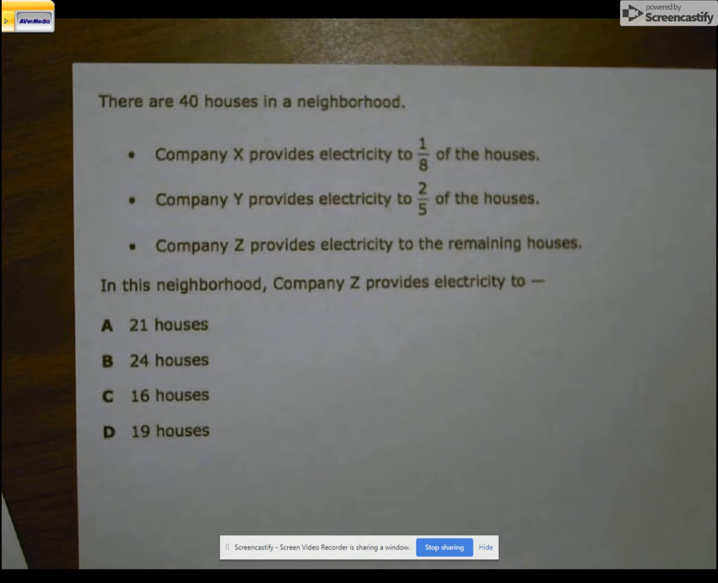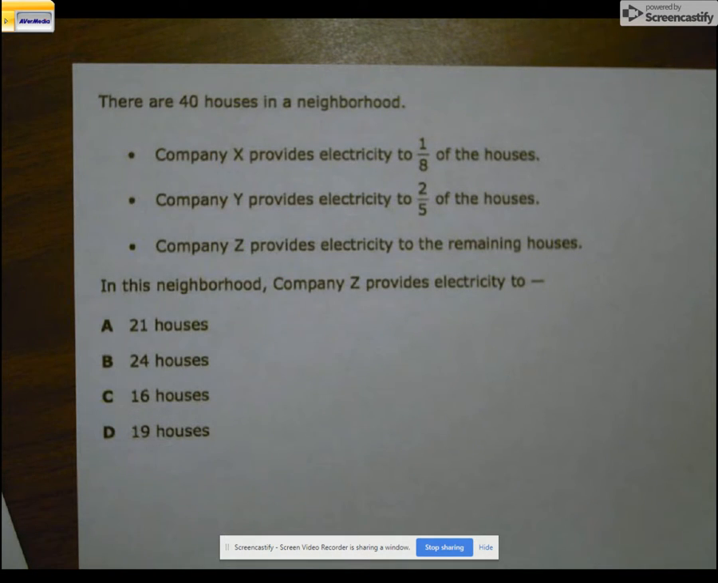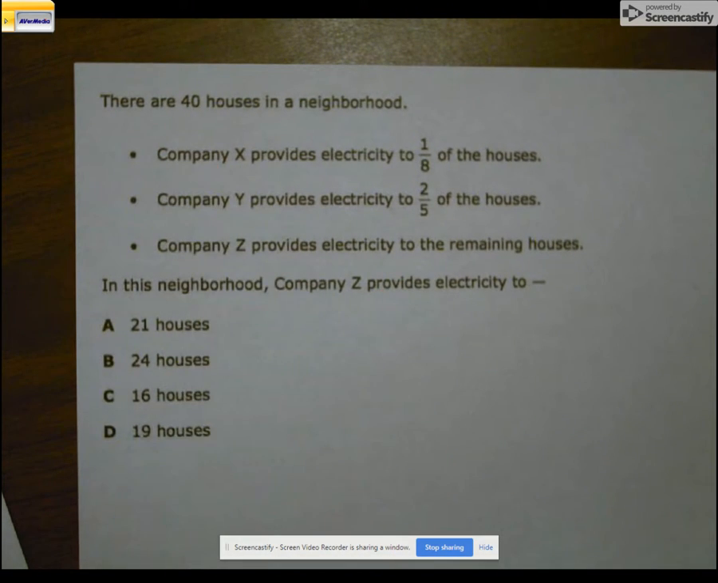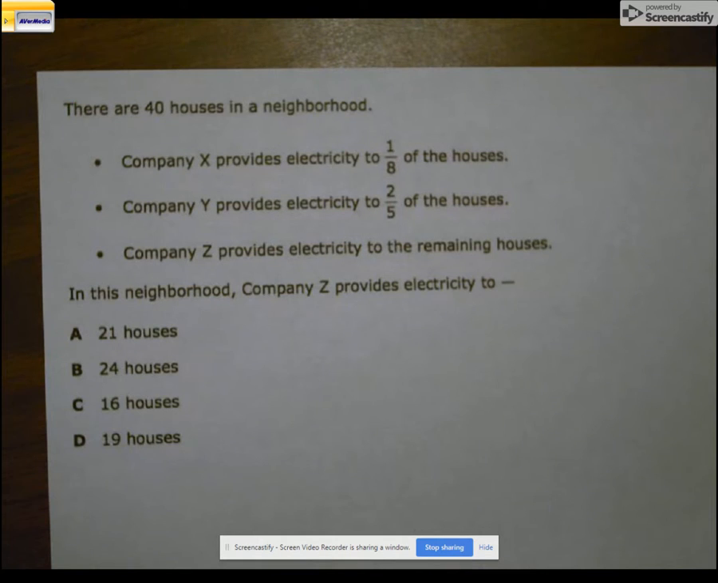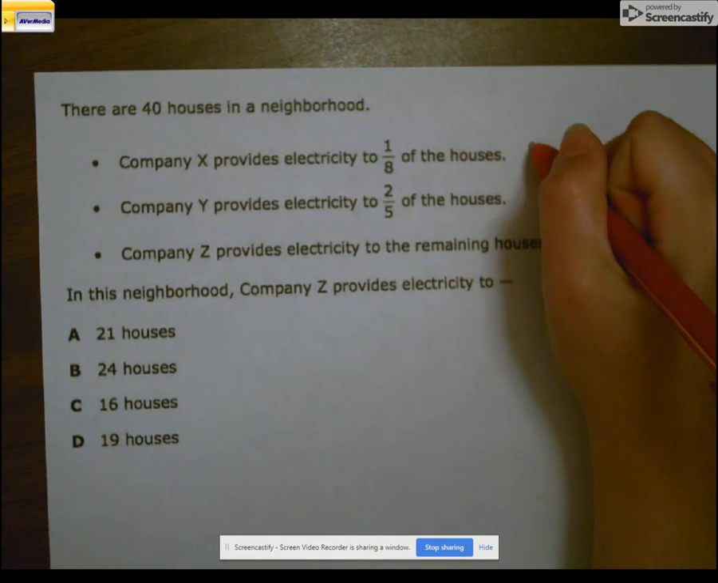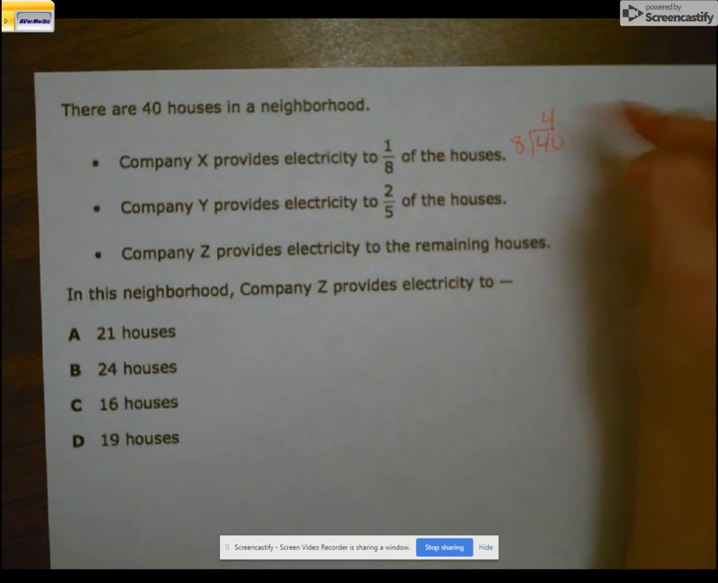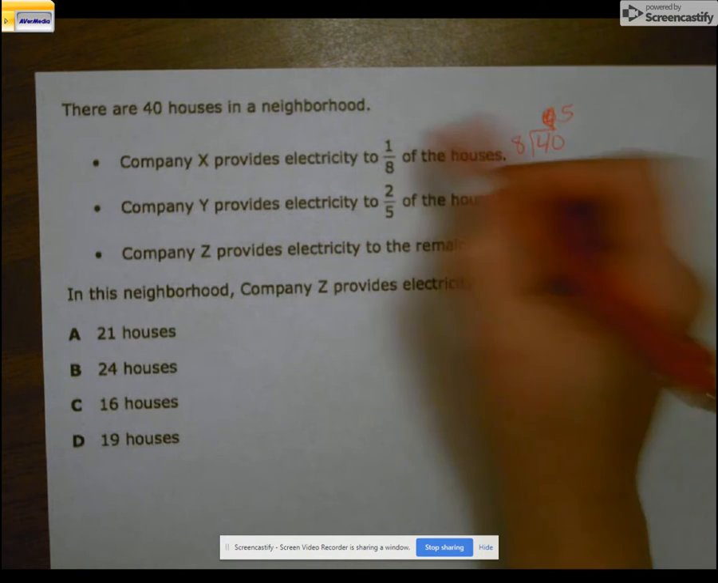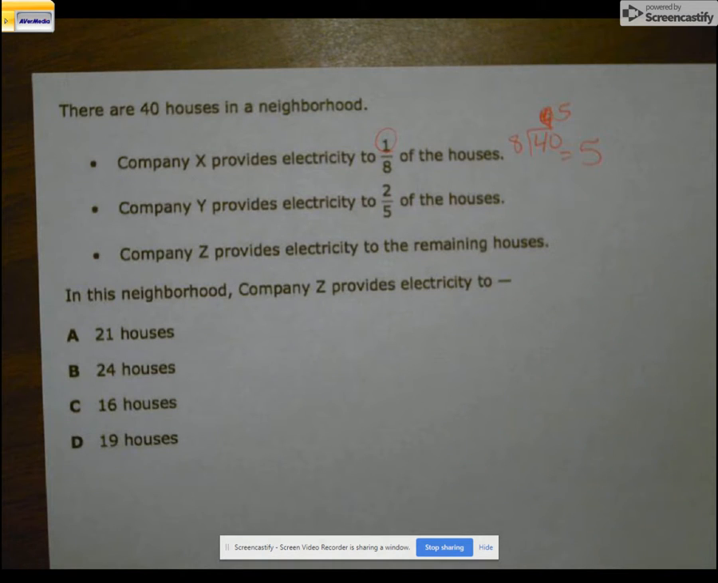So first thing I need to do is find 1/8 of 40 to see how much Company X does, 2/5 of 40 for Company Y, and then I can see what's left. If I'm finding a fraction of something, that really just means multiply. So 1/8 of 40. I'm going to divide that 40 into 8 pieces, which is 5. And I just want one of those pieces. So Company X provides for 5 houses.